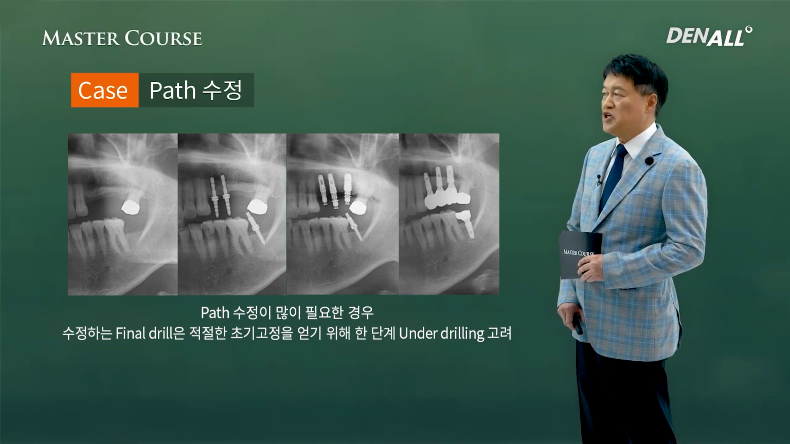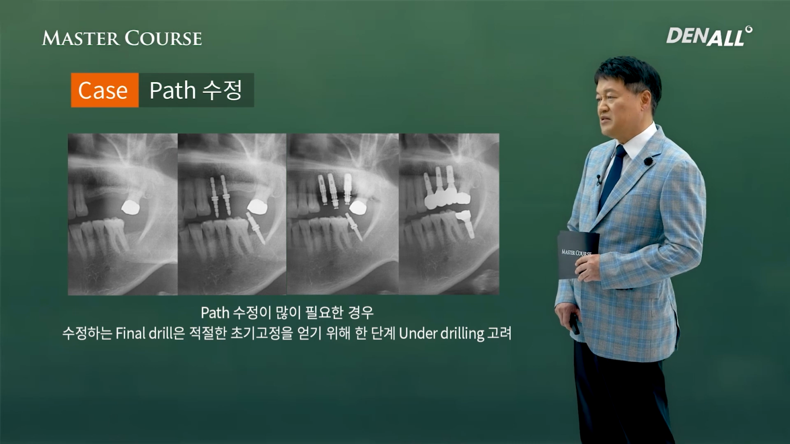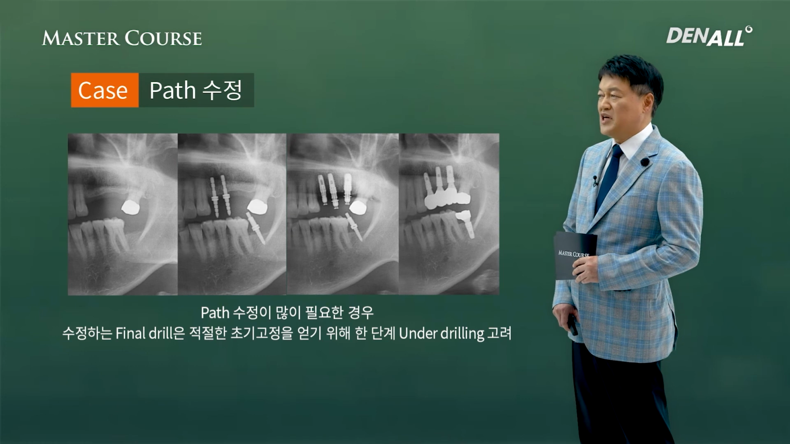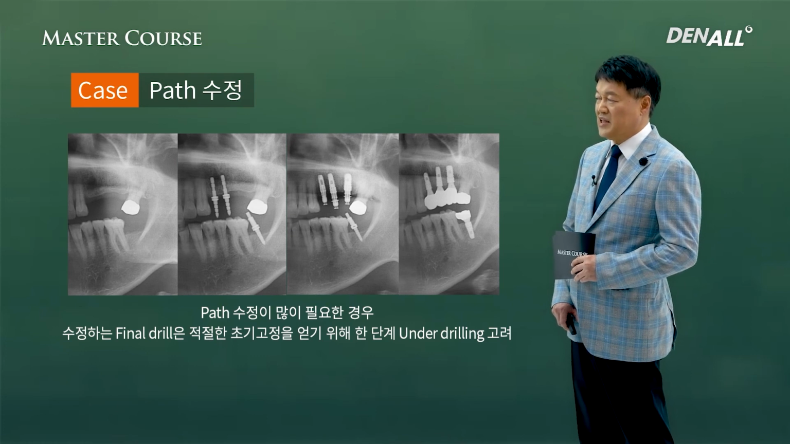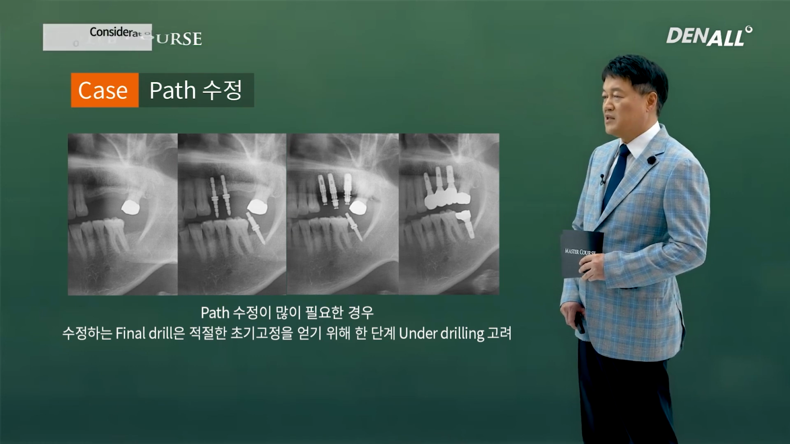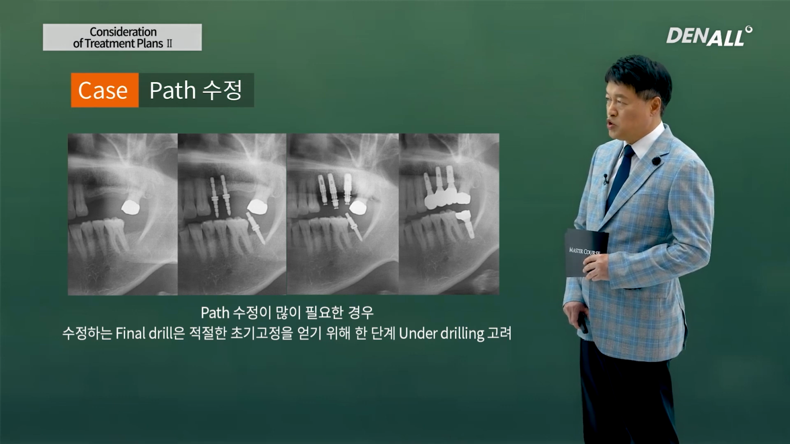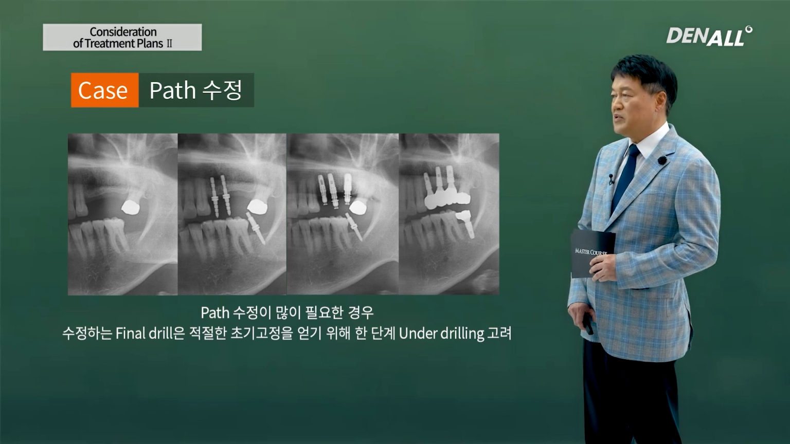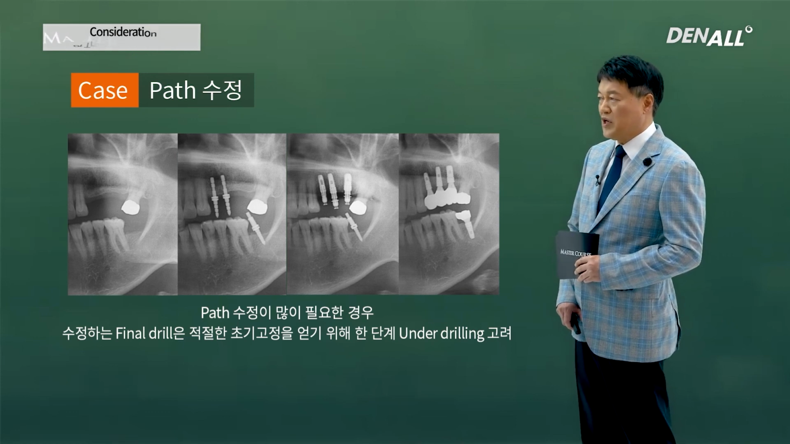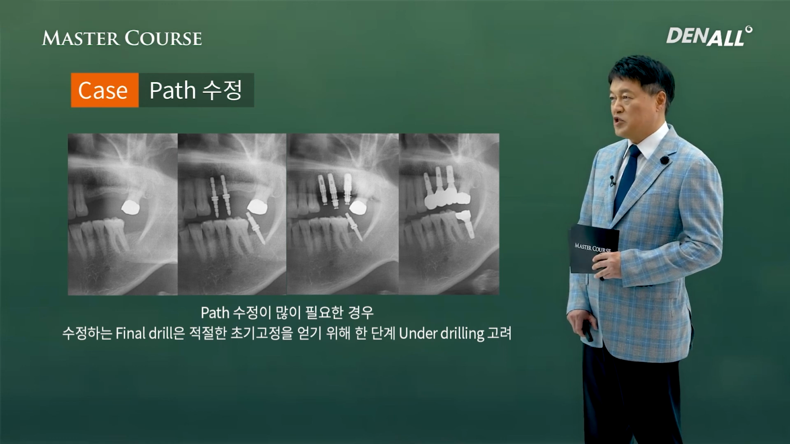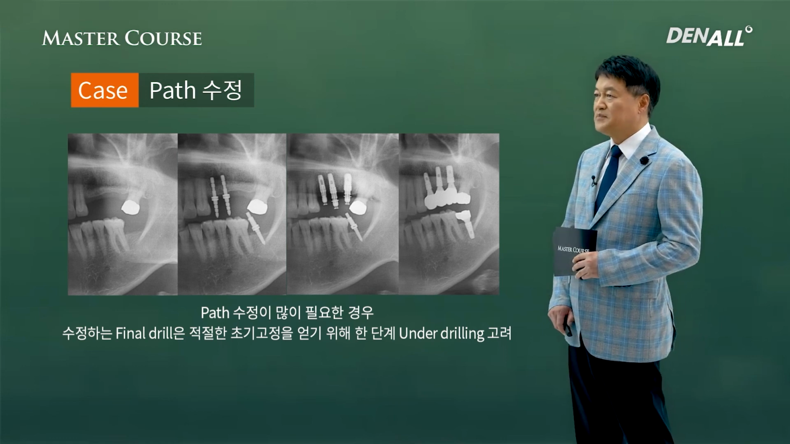When you need to adjust the path, drilling is already done in that area, so for the final drill, in order to get good initial stability, you need to do under drilling by one size. If you choose the normal size for the final drill, the hole would get bigger. You would not be able to get good initial stability because drilling is already done, so you need to under drill your final drill. This is a tip when you're adjusting the path.